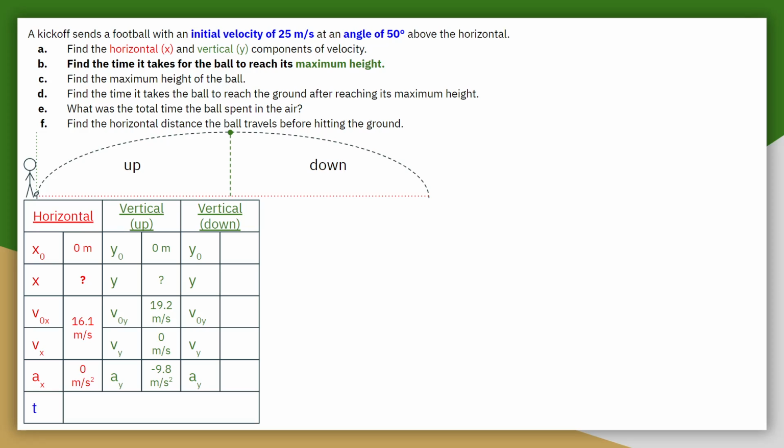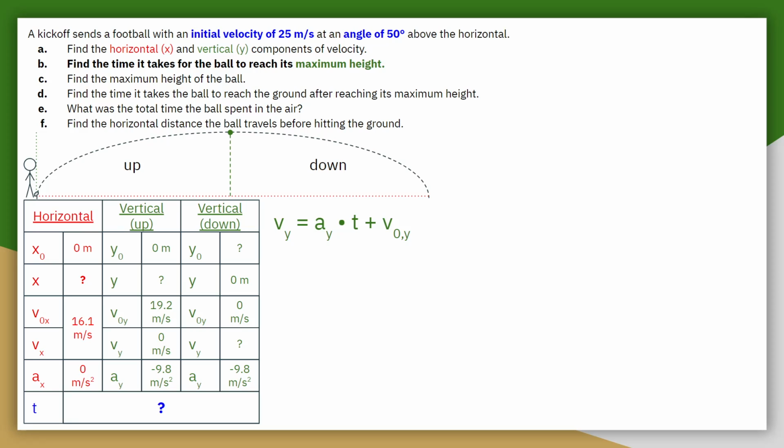Now, just to finish up our list of vertical variables, we don't know what that starting position on its way down would be. That, too, would be the maximum height. We know that its final height would be 0, though. It'd be back on the ground. We know that it would start off with an initial velocity of 0 meters per second at its maximum height. We don't know what the final velocity would be, but we do know its acceleration is negative 9.8 meters per second squared. And we still don't know the time, but that's what we're solving for.